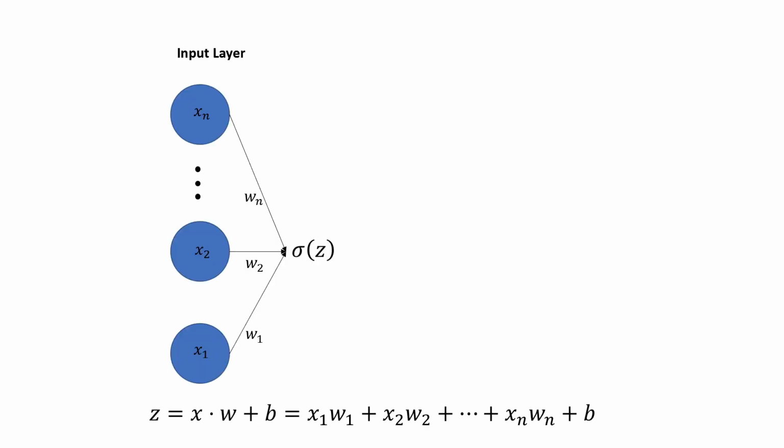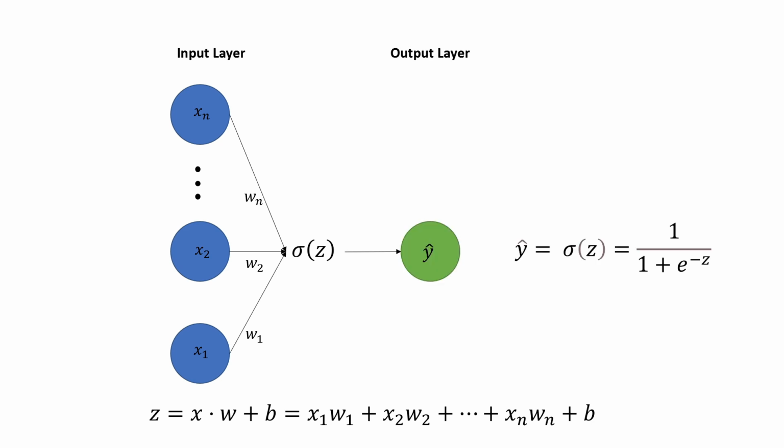We can then apply an activation function to this output z, which essentially will convert this value into a probability between 0 and 1. This is commonly used in classification tasks. This is done by applying the following function. So 1 over 1 plus e to the power of minus z. And the output of this is stored under the label name y hat.